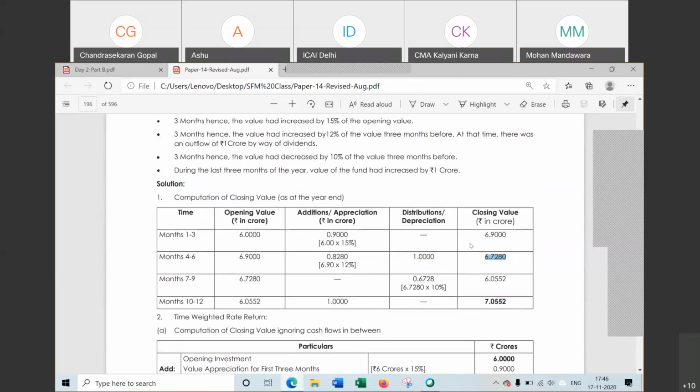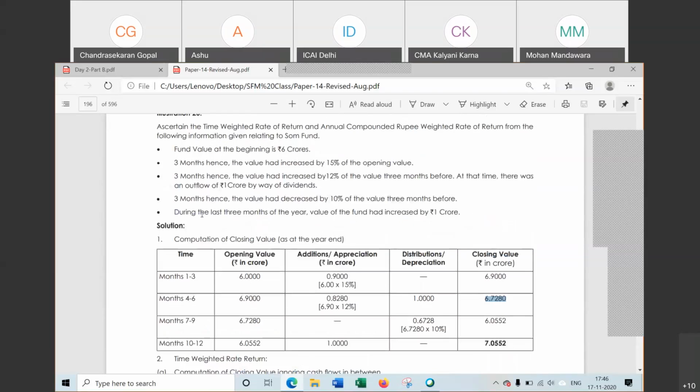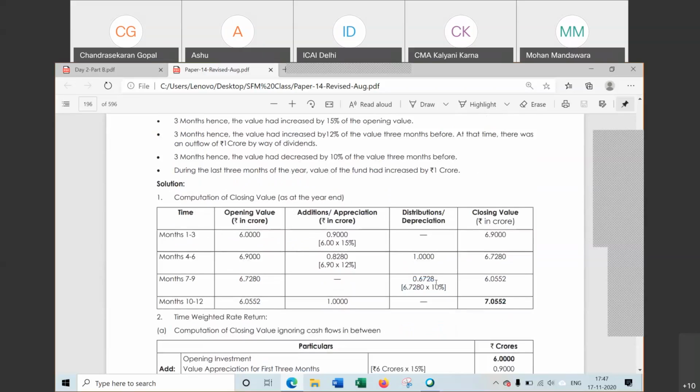Now this value, again this opening value for the third month, 10% value has declined by 10%. So declined, this we decreased, 6.7 minus this amount, 6.0552. This value we reduced, 10% deduction. During the last month, it was increased by 1 crore. So this closing, opening for last quarter, 1 increased by 1 and it will be 7.0552.